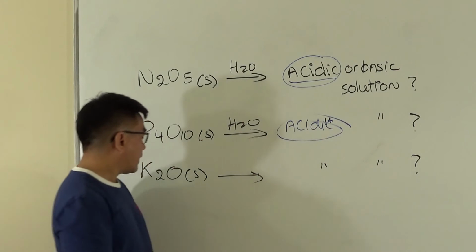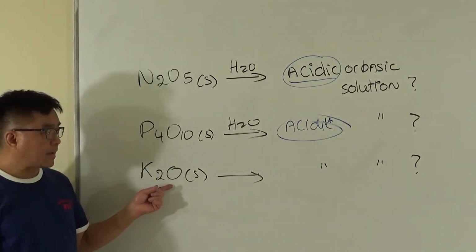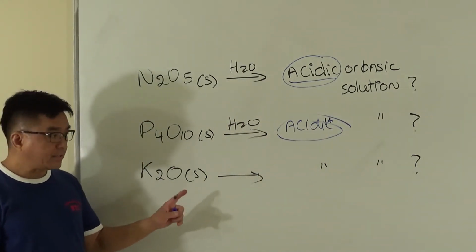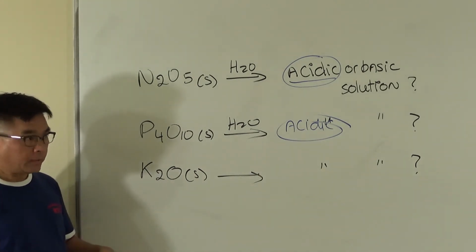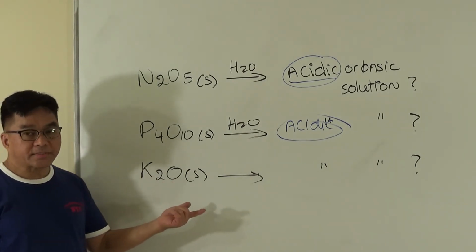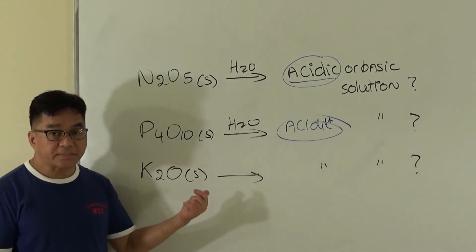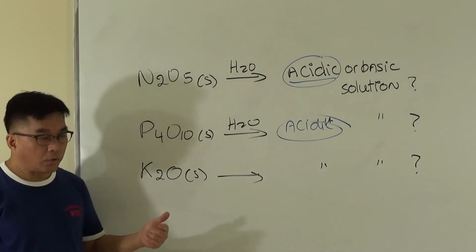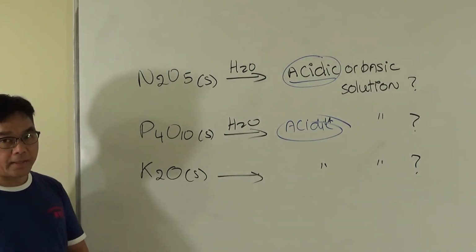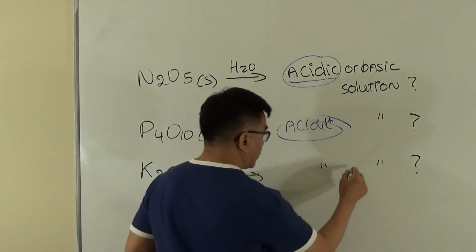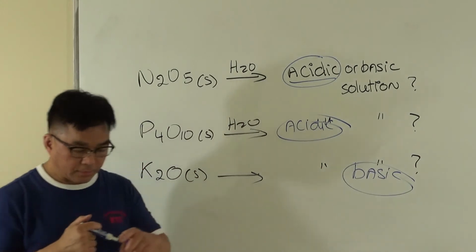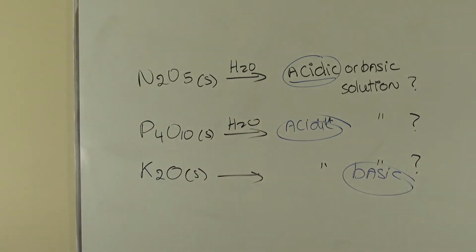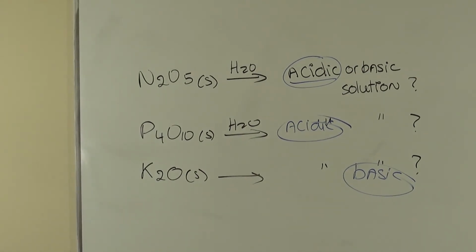Okay. And what about if you take potassium oxide and dissolve it in water? In this case, you have an oxide of a metal because potassium is a metal. So like sodium oxide or magnesium oxide that we saw before, in solution they will form a basic solution. So it's going to be basic here. So that's the behavior of oxides of metals and oxides of non-metals in water.